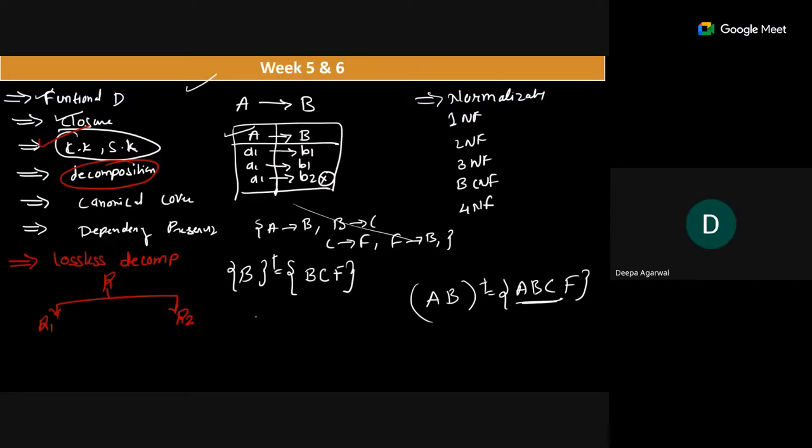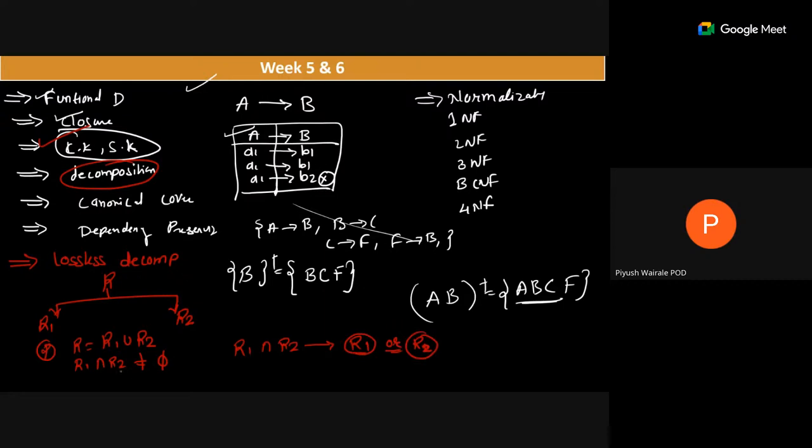So the first condition is R must be equal to R1 union R2, like attributes of R1 union R2 must be equal to attributes of R. Then next, R1 intersection R2 must not be equal to the empty set. And the third condition is R1 intersection R2 gives R1 or R2, right? Means I need to select the common attribute such that it should be a key of R1 or R2. If we apply these two conditions together, there must be some common attribute between R1 and R2 such that it must be a key of either R1 or R2, right? So that is the lossless decomposition condition.